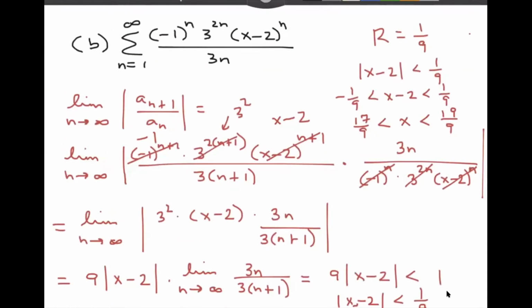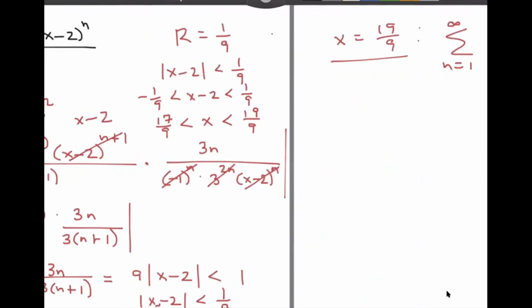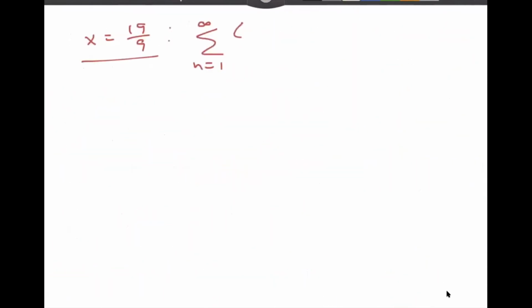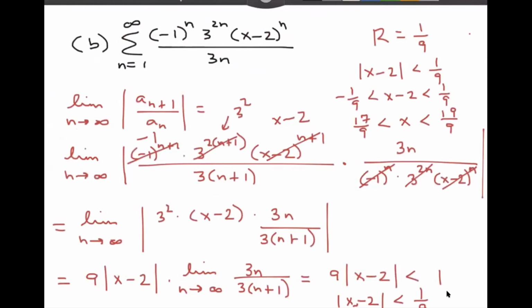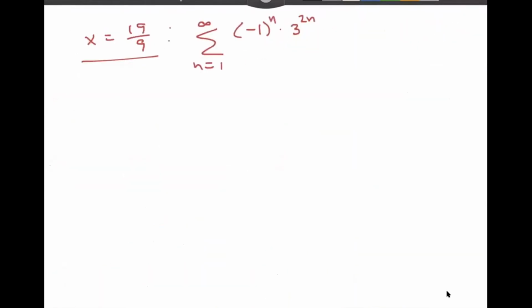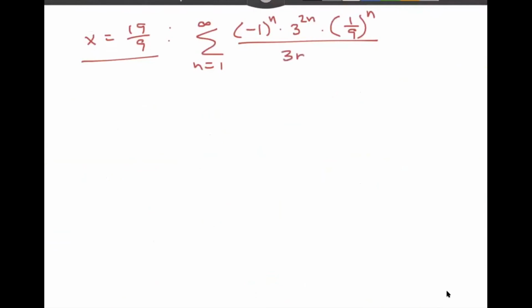That is going to give us the sum n going from 1 to infinity of -1 to the n times 3 to the 2n times x minus 2 to the n. So remember, x is 19 ninths. That's going to give us a 1/9 to the n here. And that's all over 3n. Sorry, I keep switching back and forth. Hopefully I'm not making you dizzy.